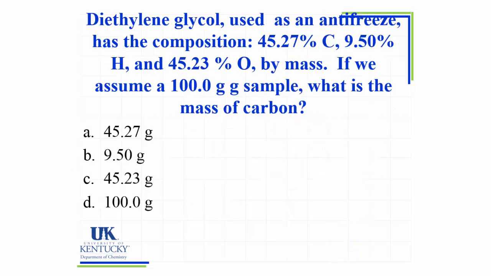Now let's let you try one of these problems. Diethylene glycol used as an antifreeze has the composition 45.27% carbon, 9.50% hydrogen, and 45.23% oxygen by mass. If we assume a 100 gram sample, what is the mass of carbon? Remember that when we assume a 100 gram sample, that makes our life much easier because we can convert the percentage directly into the mass. So we have 45.27 grams of carbon.